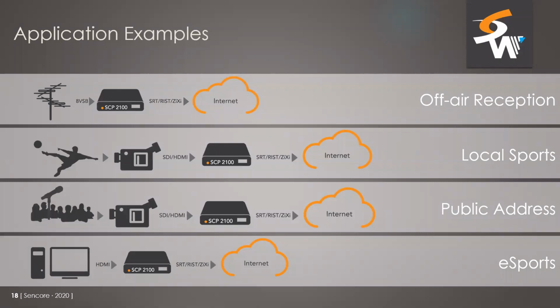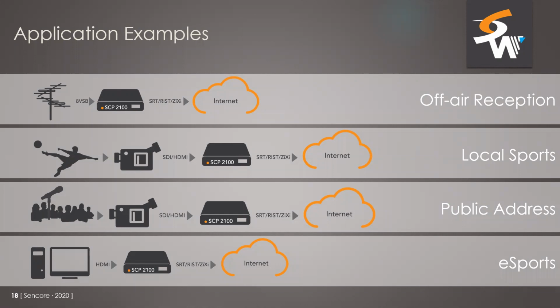So onto a few different application examples. I know we talked about the 8VSB receive application here kind of as we've been going, but I see lots of other applications where this product will be very useful. And I think I've only touched on the tip of where this is going to be used. And I'm really curious to see what type of other unique applications people come up with for these. So the first one, 8VSB there, that's pretty straightforward. We stick an antenna onto the back of the SCP-2100, do our encoding or transcoding, and send that back over the internet to our head end.